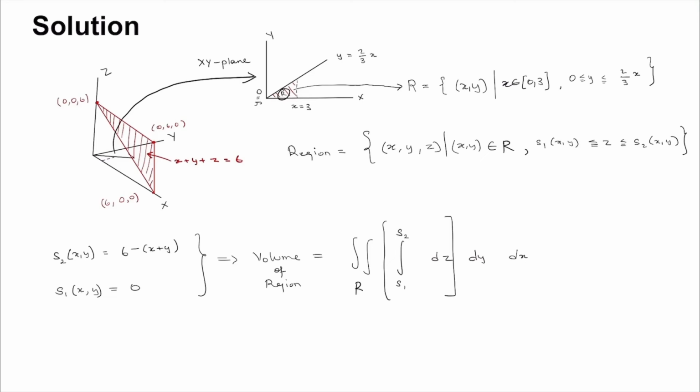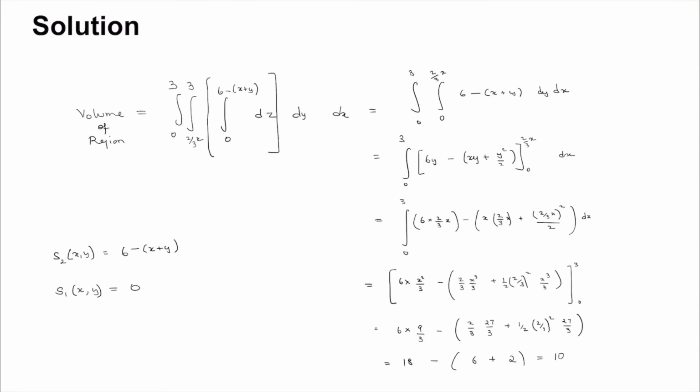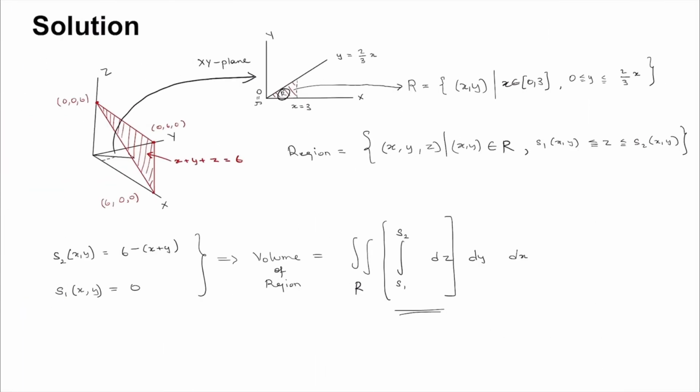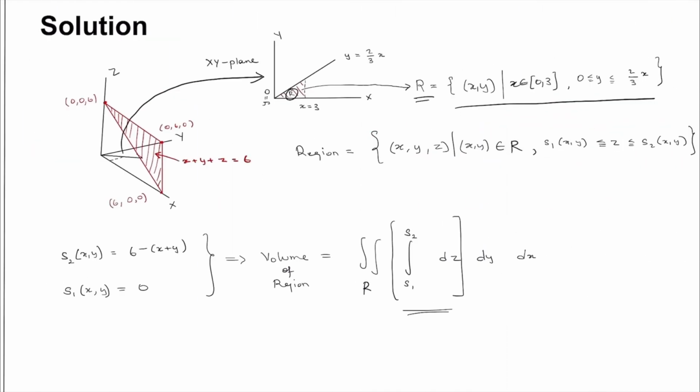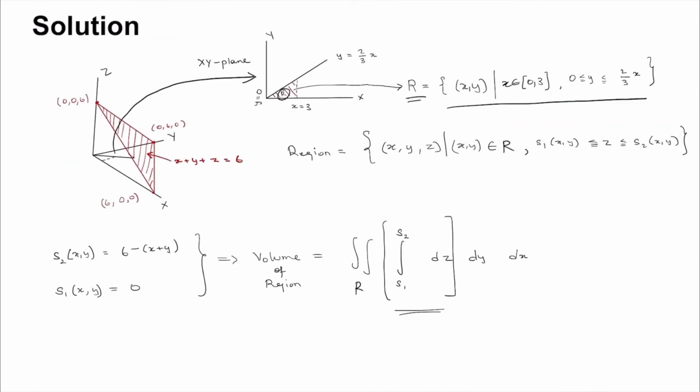So the inner integral is easy to perform, it's the outer integral that will be a little tricky. And the region R is again described over here in set builder notation. You can pause the video to check it. It's basically x from 0 to 3, and y being caught between two curves. One curve is the line y equal to 0, which is the x-axis, and the other curve is the line y equal to 2 by 3 x.